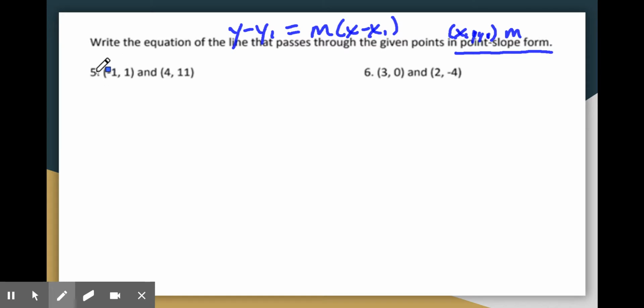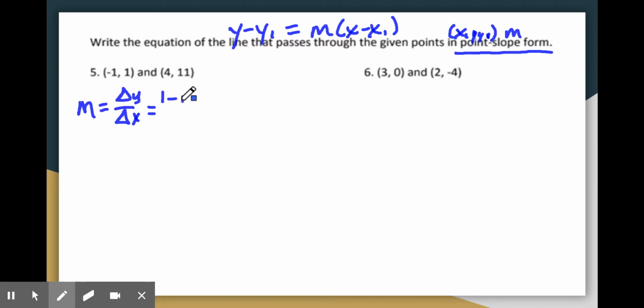So let's start with number 5. It says negative 1, 1, and 4, 11. Well, there's 2 points here. There's not a point and a slope. But we can use the 2 points to find the slope, right? So slope is delta y over delta x. We already know that. Let's take these numbers and see what we get.